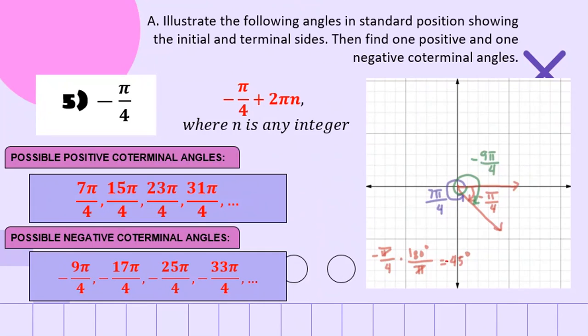Now, the question is, how do we graph radians?